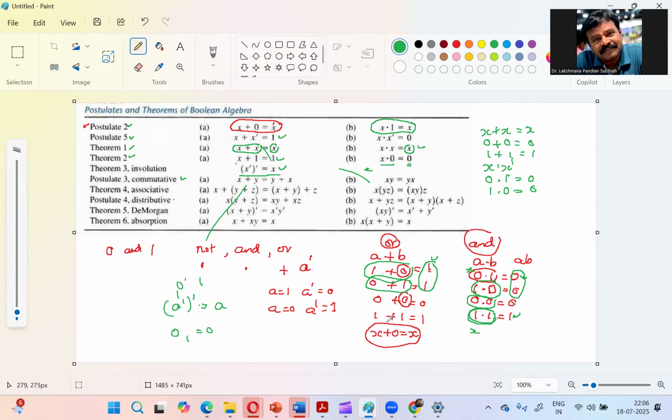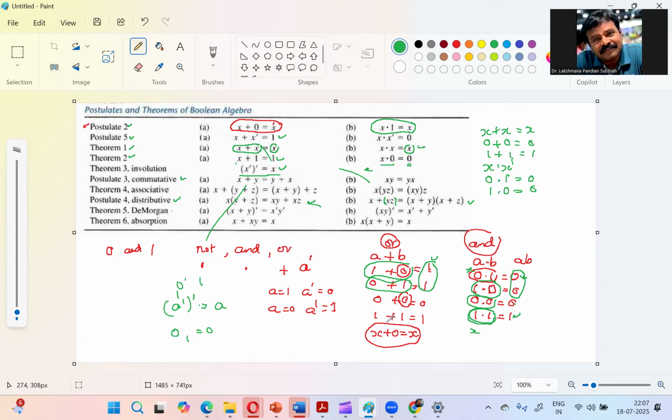Next, distributive law. So that is postulate 4. That is distributive. x times y plus z, right? So x is distributed to xy and x is distributed to xz. So that is the distributive law. Next one is here x plus yz. x plus yz equals x plus y and x plus z. So this x is going to be combined with each of these cases, right? So yz is here, so x plus y and x plus z. So we are getting the result.